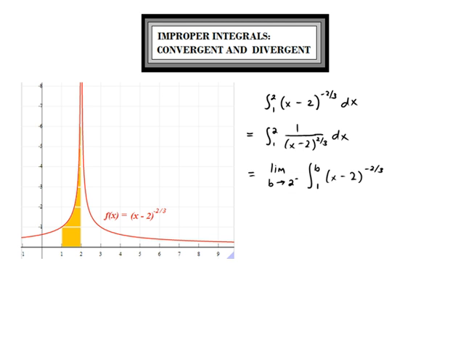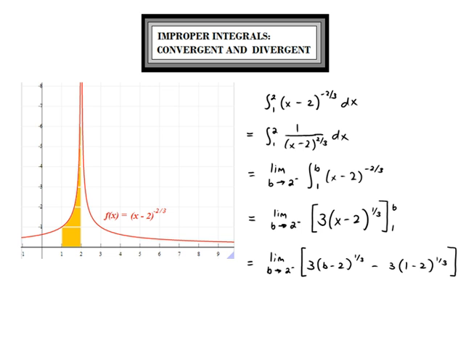Let's see how you did. First step, consider it as a limit. It's important to specify that we're approaching 2 from the left. We find the antiderivative, apply the fundamental theorem of calculus, and consider what happens to that expression as b approaches 2. Sure enough, this is a convergent improper integral that converges to 3.